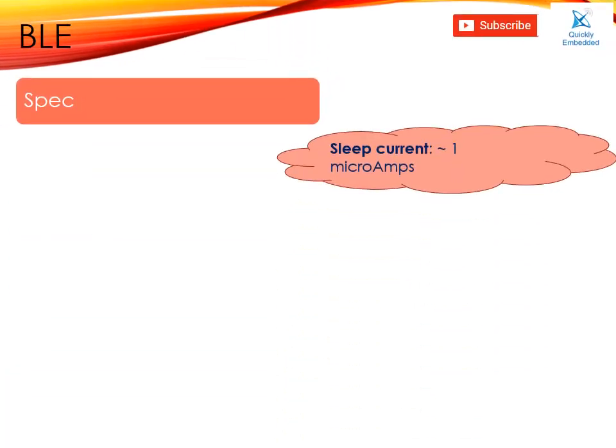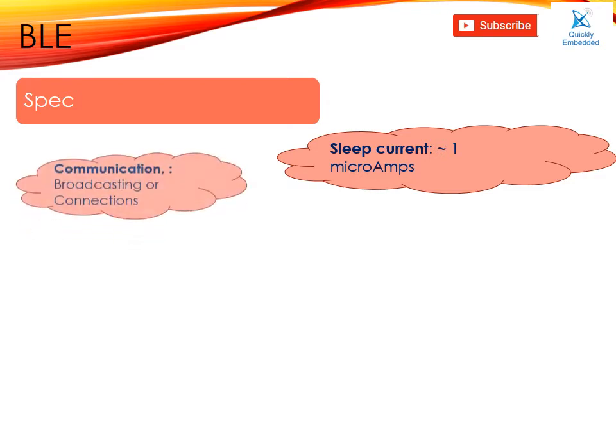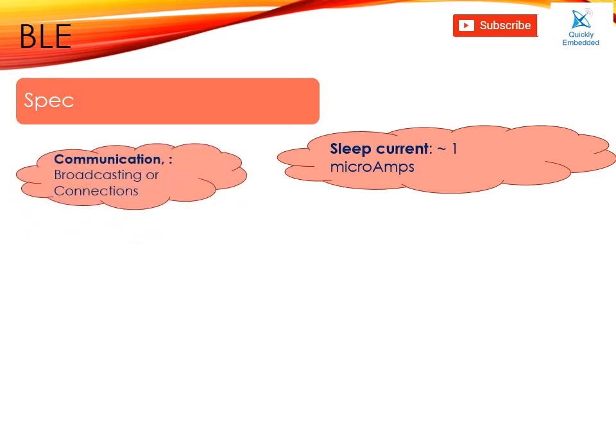So the sleep current in BLE is 1 microamp, it consumes very little. And let's talk about communications. A BLE device can communicate with the outside world in two ways: broadcasting or connections.